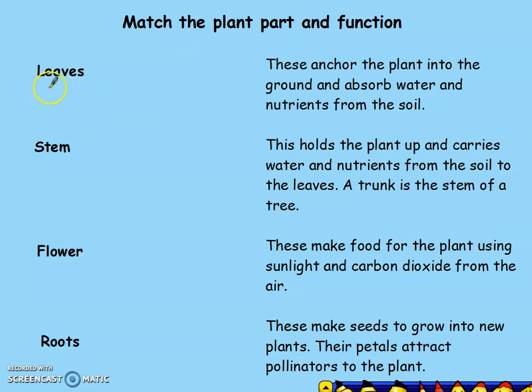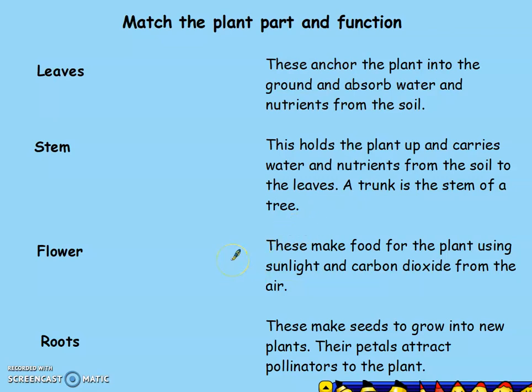So for leaves, do these anchor the plant into the ground and absorb water and nutrients from the soil? I don't think so, because leaves aren't in the soil, are they? Does it hold the plant up? Carries water and nutrients from the soil to the leaves? Again, I don't think that's the right choice.